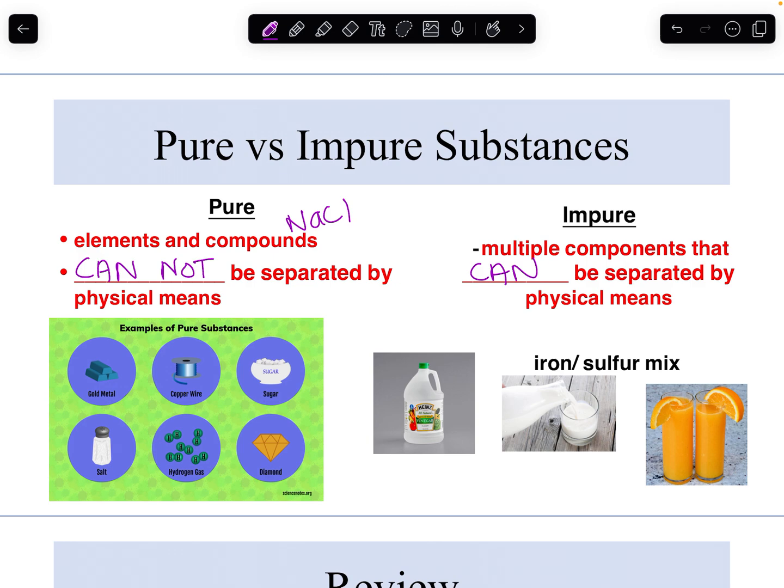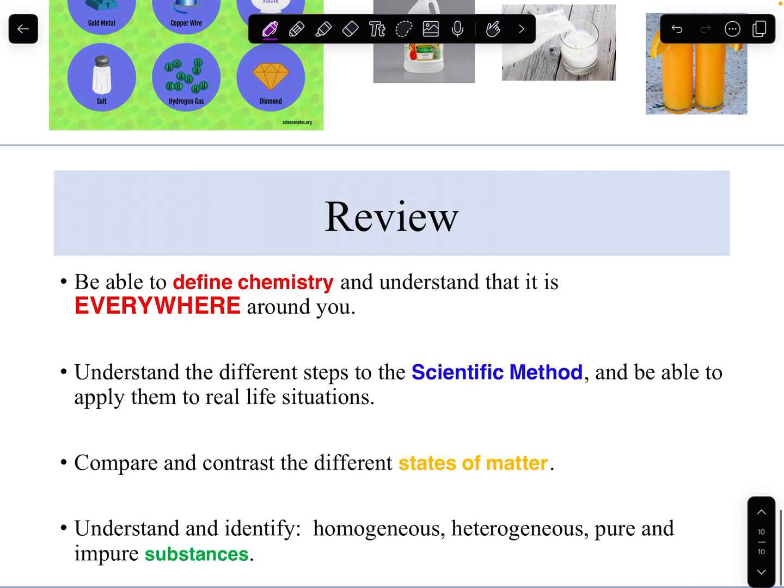So, pure versus impure. All right, and the last slide of all of these lectures is going to be a quick review of things you need to understand and things you need to know for eventually the test. So make sure you read through that. And if you have any questions, please don't hesitate to let me know.